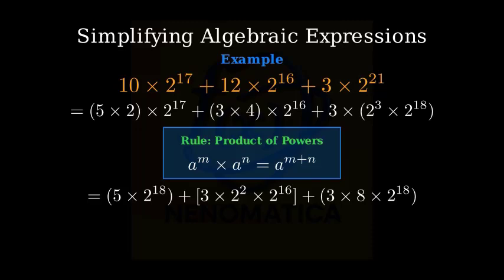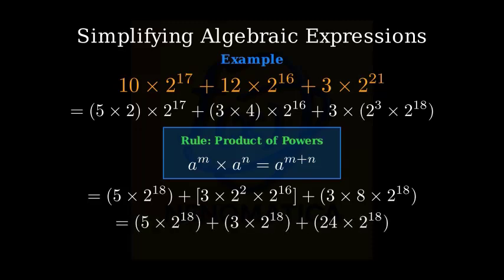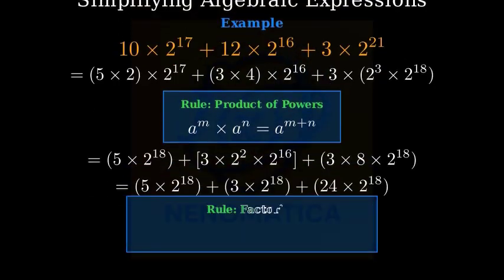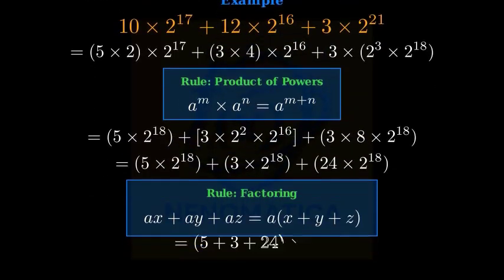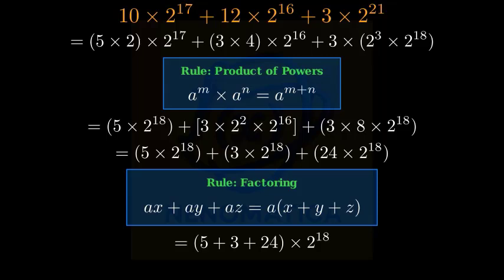Let's simplify further. We can rewrite the middle term. 3 times 2 squared times 2 to the power of 16 becomes 3 times 2 to the power of 18. And 3 times 8 times 2 to the power of 18 stays the same, which is 24 times 2 to the power of 18. Now, since all terms have the same power of 2, we can factor out 2 to the power of 18. We get 5 plus 3 plus 24, all multiplied by 2 to the power of 18.